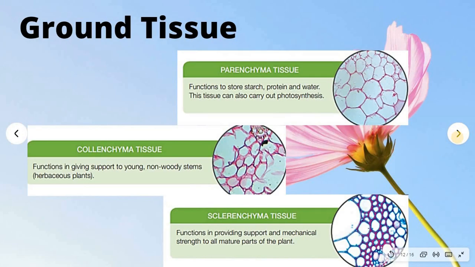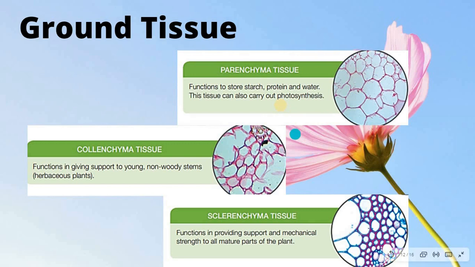Okay, we look at the examples of the ground tissue. Just now we already discussed the ground tissue: the parenchyma tissue, the collenchyma tissue, and sclerenchyma tissue. So this is the parenchyma tissue. Its function is to store starch, protein, and water. This tissue can also carry out photosynthesis. This is the most basic tissue in the plant. Okay, parenchyma tissue stores starch, protein, and water.